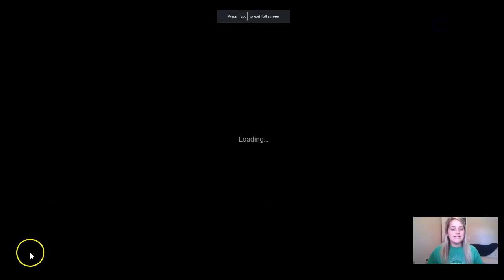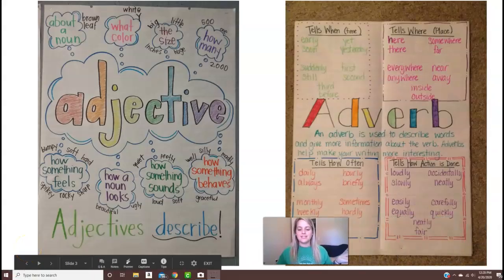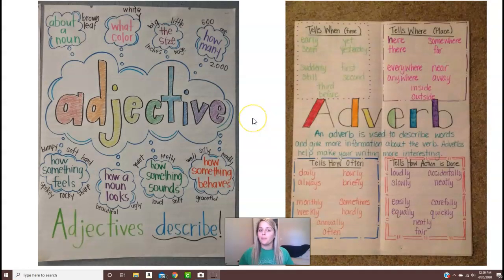All right, so I'm going to go back to our slideshow really quick, and I'm going to present and pause on here so that if you want to use these anchor charts, you have this available to you for your assignment. So if you want to use these, go ahead and press pause now and get to work on your assignment.